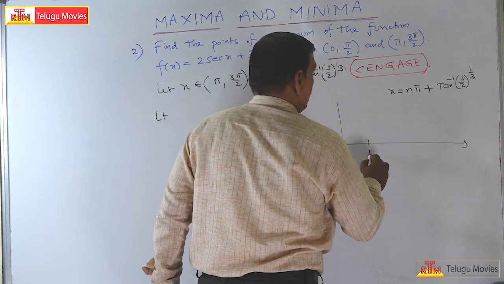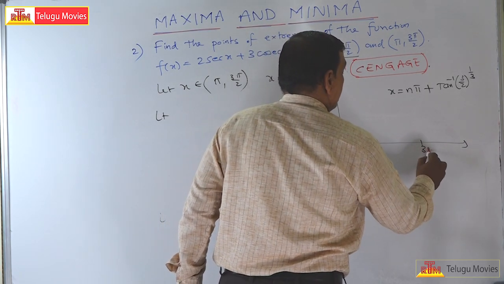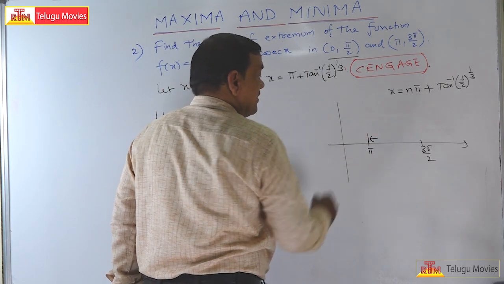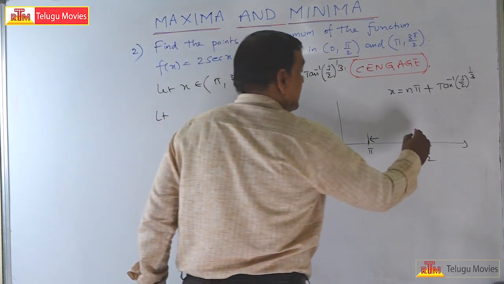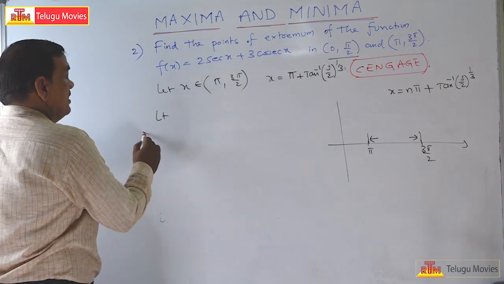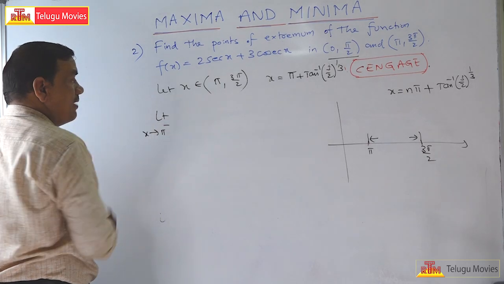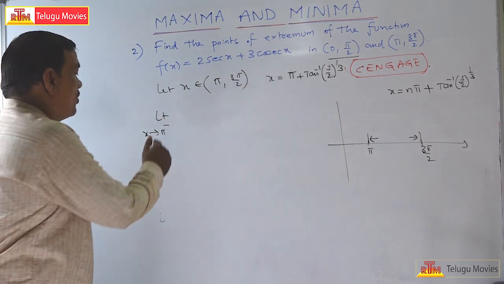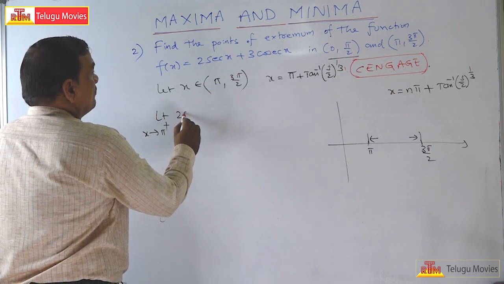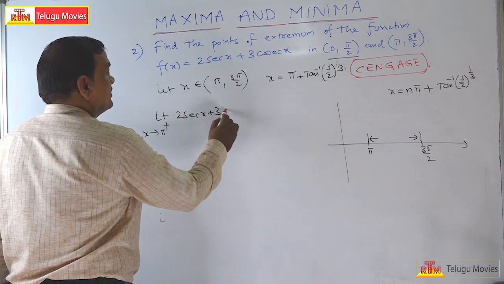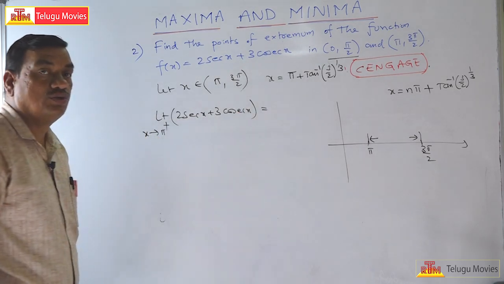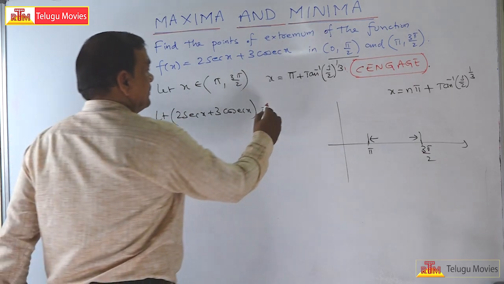So this is equal to pi. This is 3 pi by 2. Let us approach from the left hand side and from the right hand side, and check what happens. The limit as x extends to pi, checking from the right hand side, x plus. So what is the value of our function, 2 secant x plus 3 cosecant x? This approaches minus infinity.